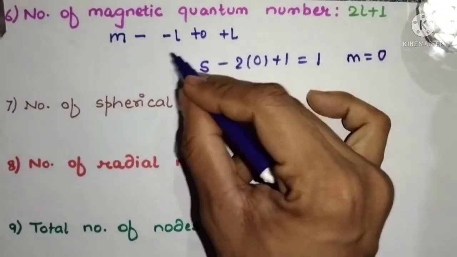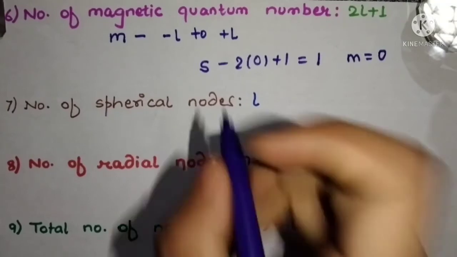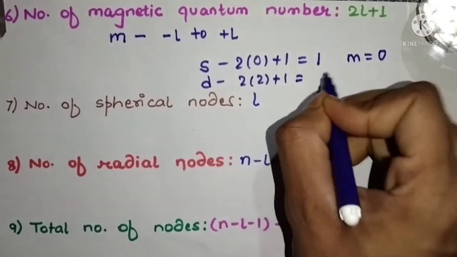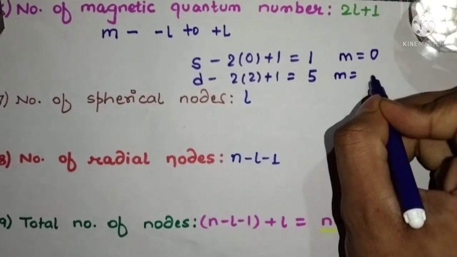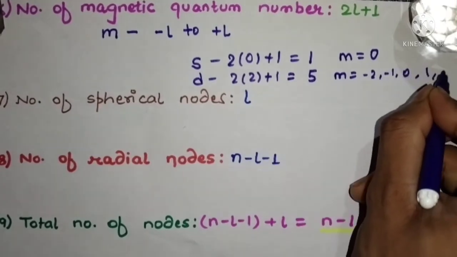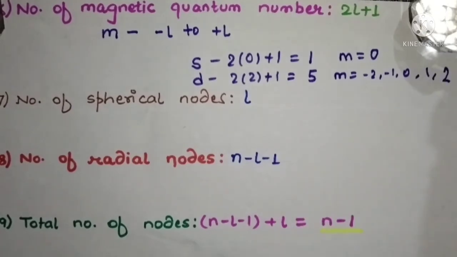For the subshell having L value 2, that is the D subshell, it is 2 into 2 plus 1 is equal to 5. So the M value will range from -2, -1, 0, 1 and 2. So there will be 5 magnetic quantum numbers.